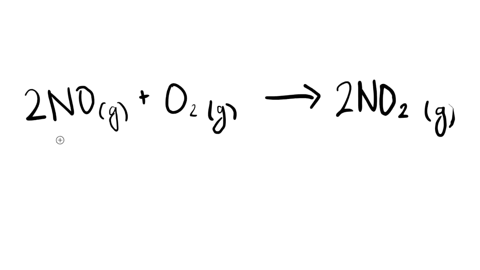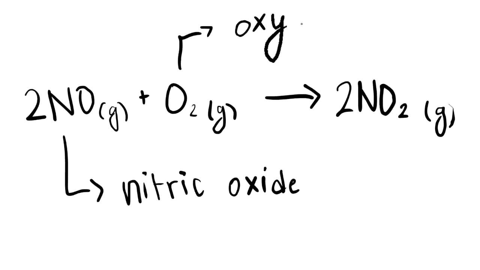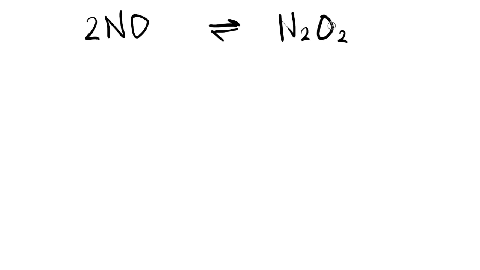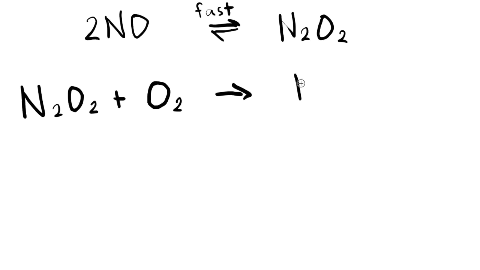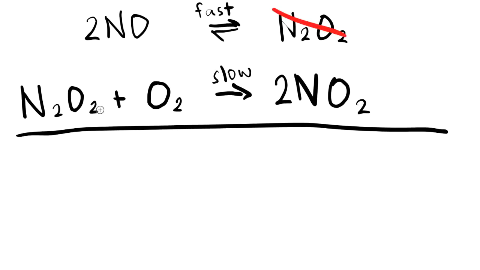Okay. Now to understand the situation, we need another example. Nitrogen monoxide plus oxygen is equal to nitrogen dioxide. This is the proposed mechanism. By scientific data, we can see that the first step is faster than the second step.